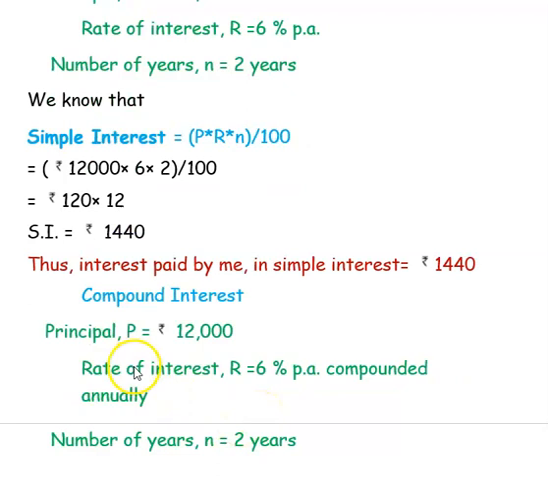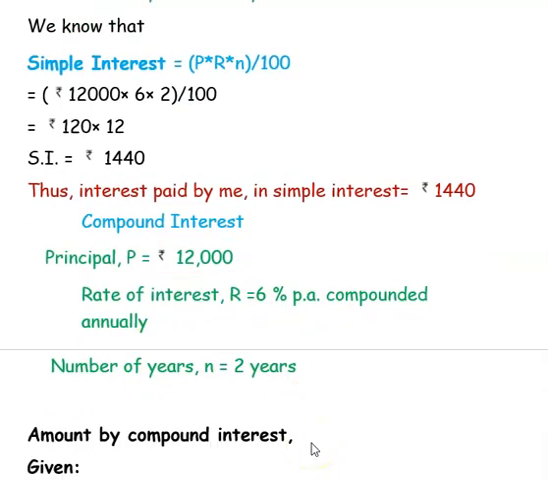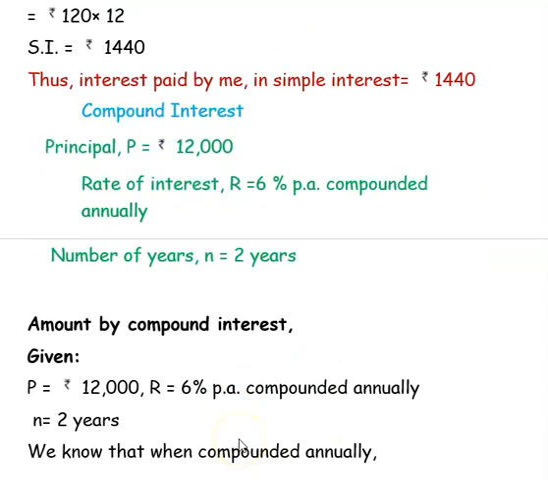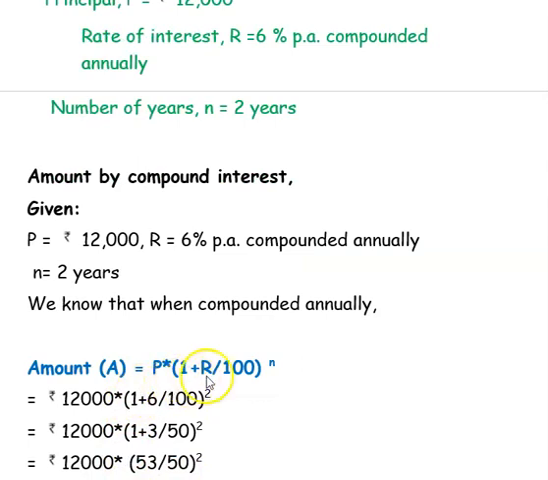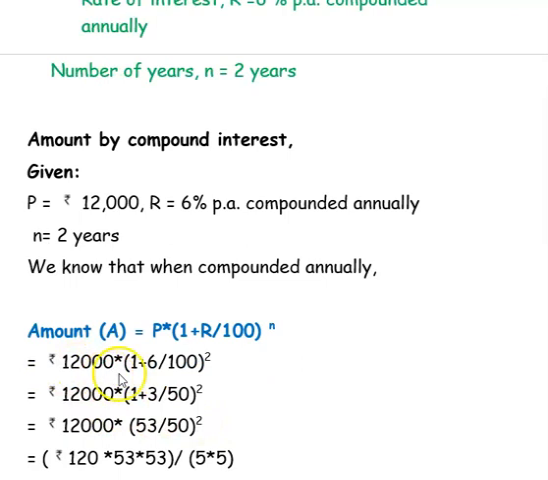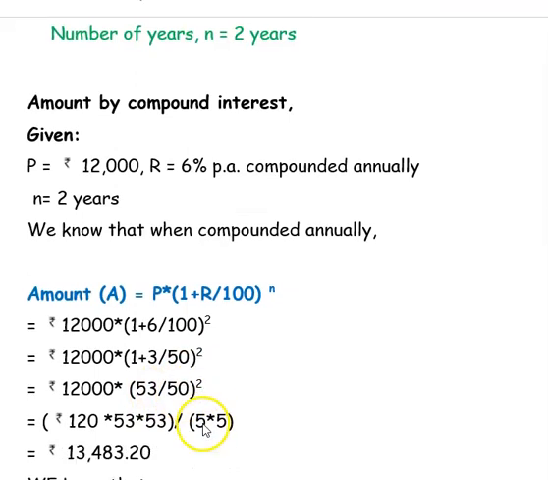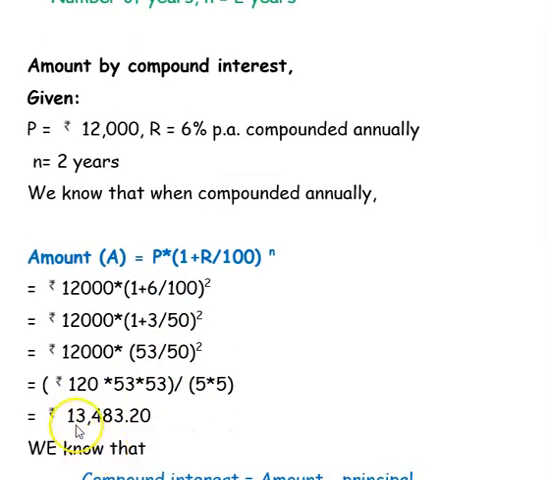Now we want to find the same thing using compound interest. For compound interest, the same principal 12,000, the same rate of interest 6% per annum compounded annually, and the number of years is 2. The amount given by compound interest compounded annually, we know the formula is amount equals P into 1 plus R divided by 100 the whole power N. Here also we know P, R and N, so we can directly substitute: 12,000 into 1 plus 6 divided by 100 the whole square. We can simplify 6 by 100 as 3 by 50, and further as 53 by 50 the whole square.